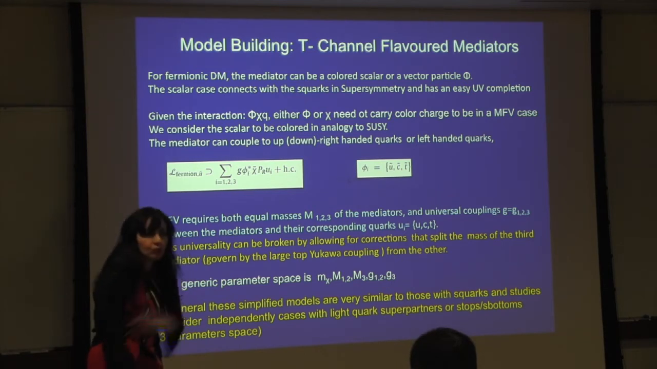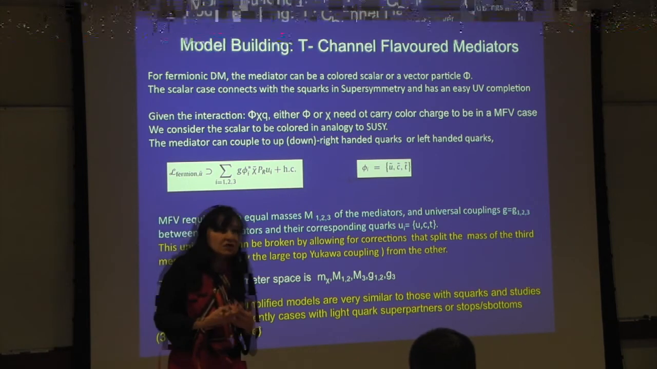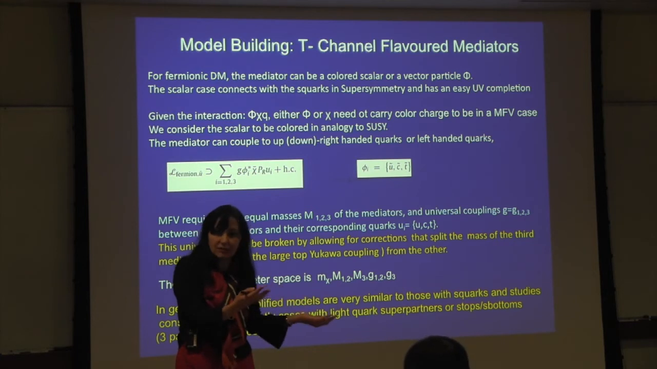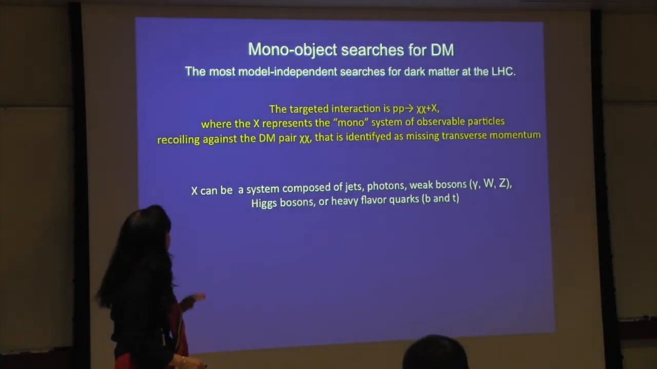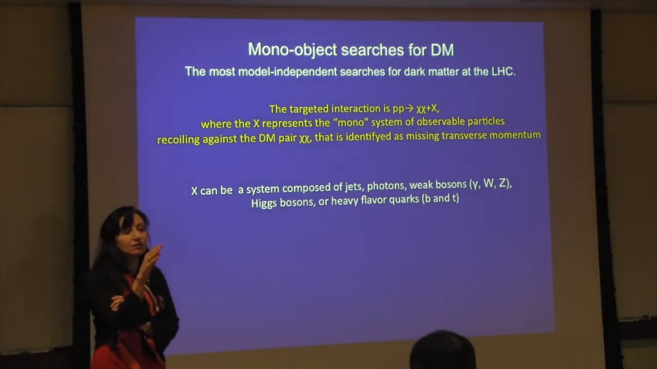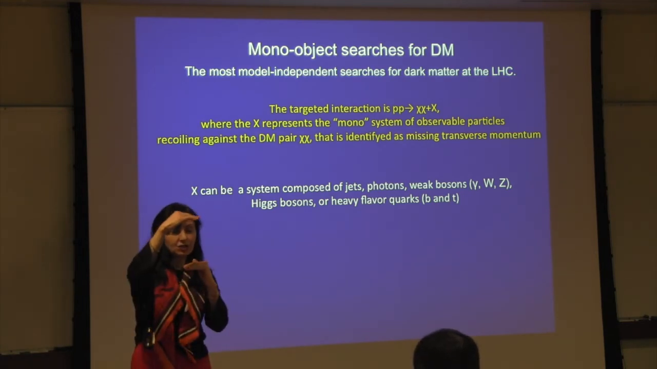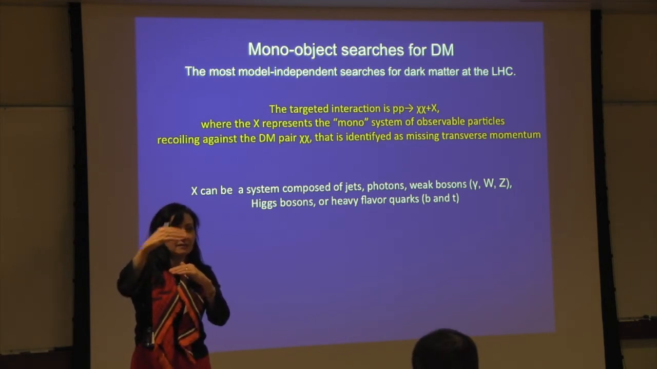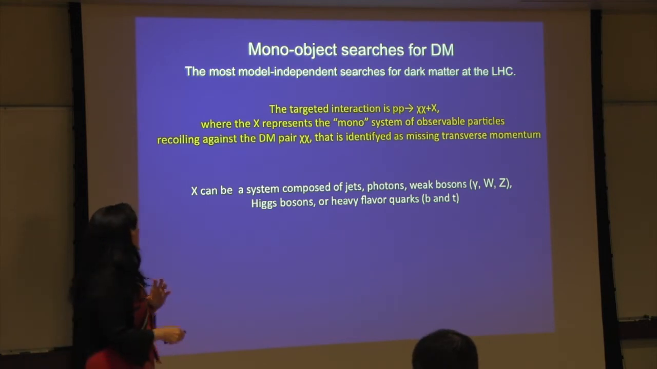Okay, so we look at all these possibilities. How do we really search at the LHC for these possibilities? These are models, correct? How do we search for these? There are two ways, as I told you. Either, if I'm in the right range of energy, I produce them directly and make them recoil against something else, or I produce them in the decay of heavy particles.